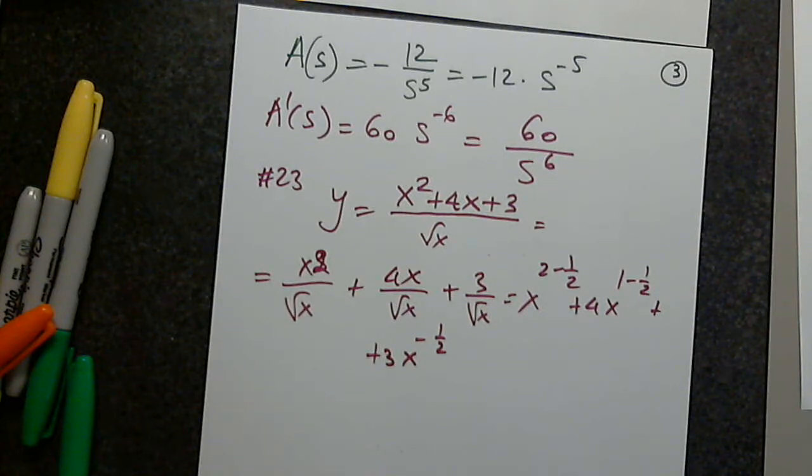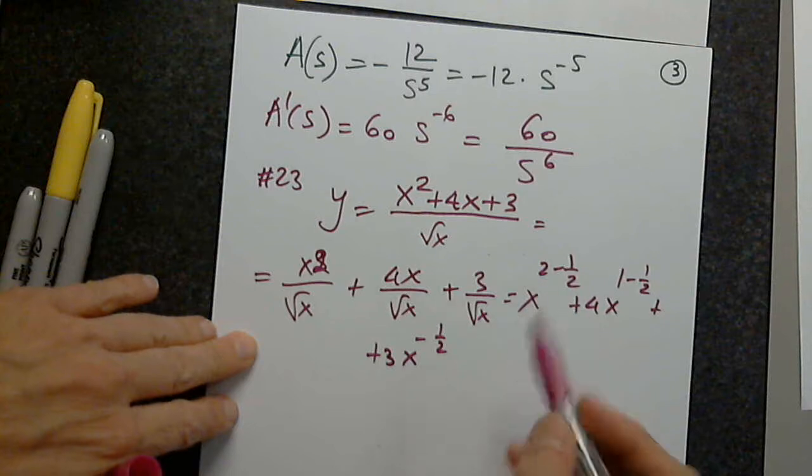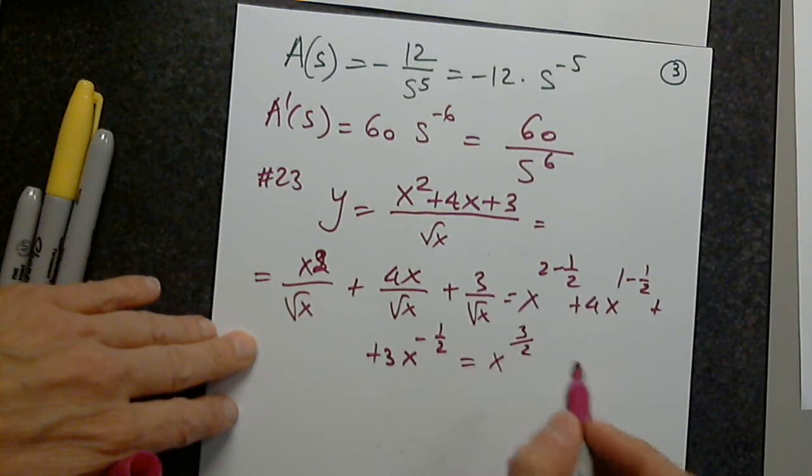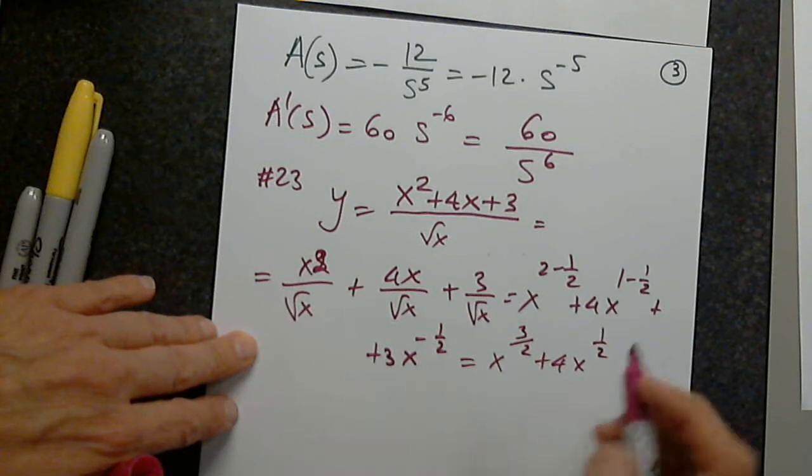Is the prep clear? Okay. So now in order to finish it up, 2 minus 1/2 is 4 minus 1. So this is x to 3/2. This is 1 minus 1/2, which is 1/2. And this cannot be changed.